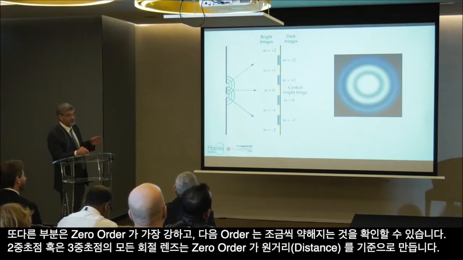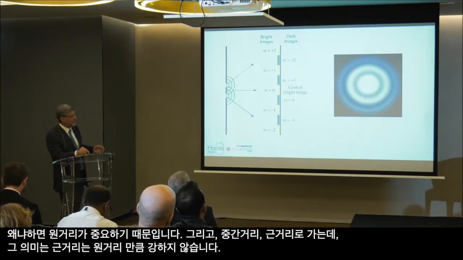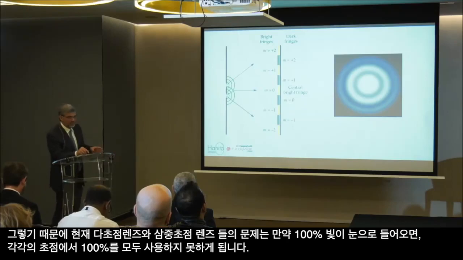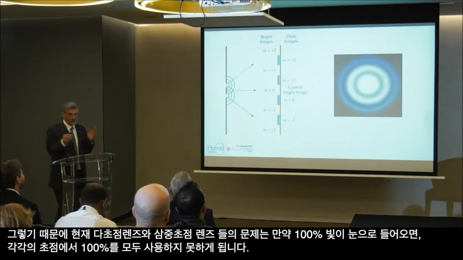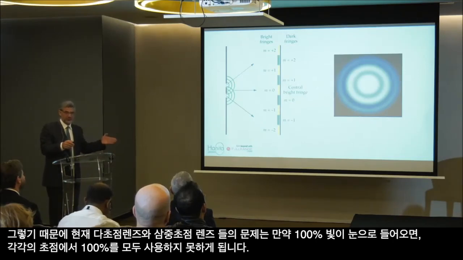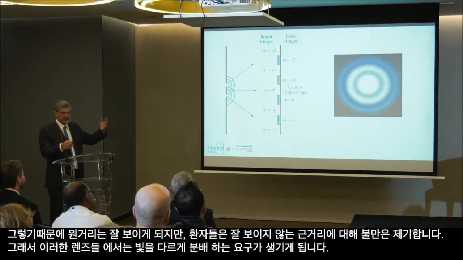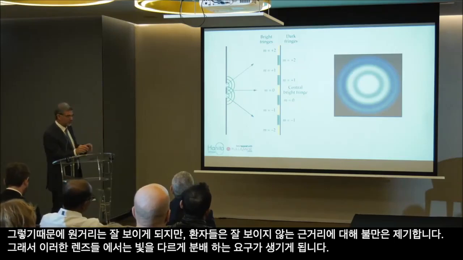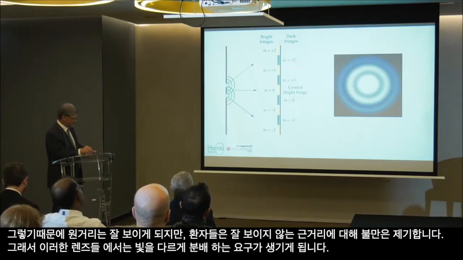In all diffractive lenses, those bifocal and trifocal lenses, the order 0 is the distance, because this is the most important distance. And then it goes to intermediate and near, which means that the near is not as strong as the distance. This is one problem that we have with all multifocal or trifocal lenses: if you have 100% of light going into the eye, you cannot have 100% in each of the foci. Since the most important is the distance, patients complain they do not see well for the near. So this is why there was a need to redistribute the light in this lens.